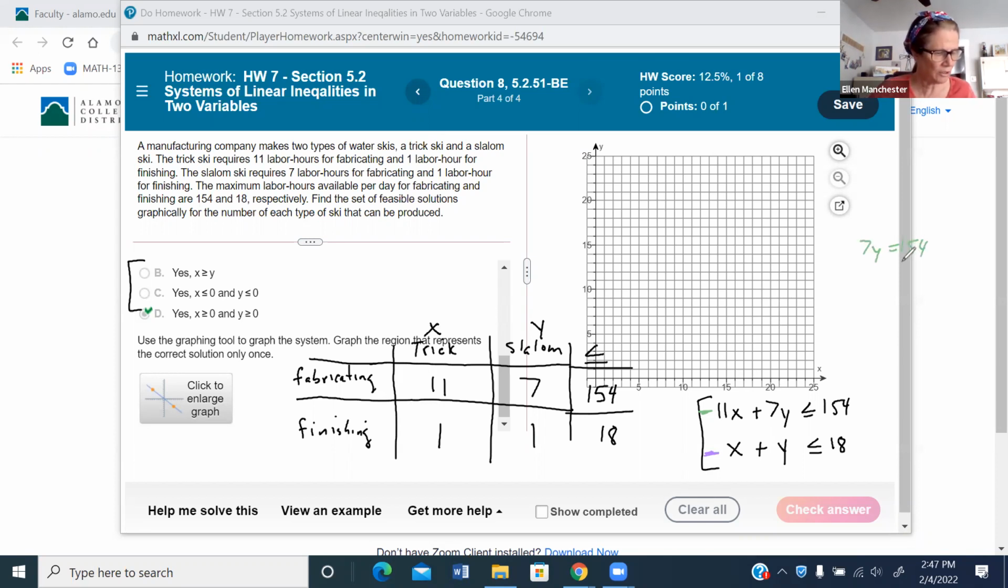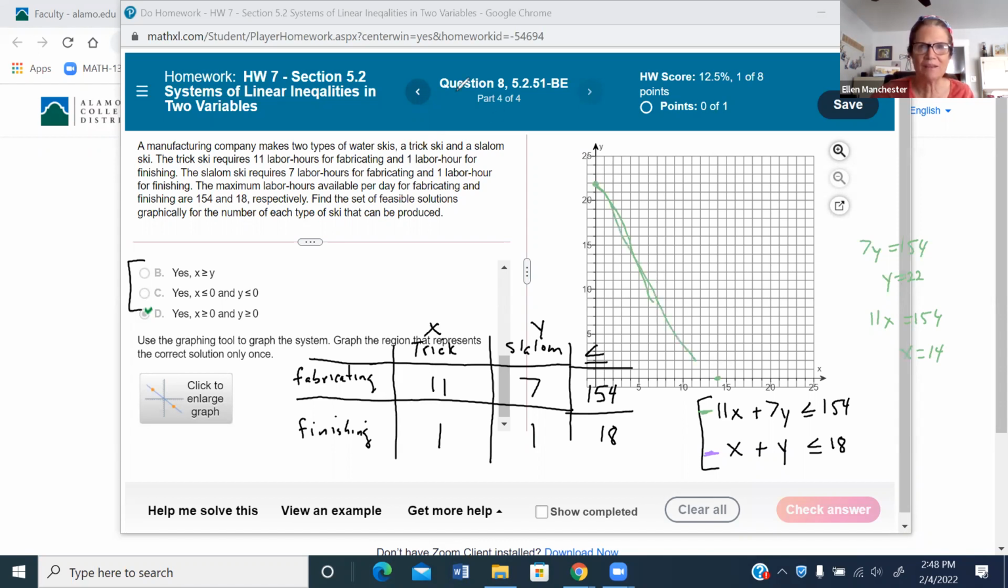So hopefully you're watching and you are doing the exact same steps. So y is 22, and then I'm going to cover up the y and solve for x. So I have 11x equals 154. So 154 divided by 11 is 14. So my y value is 22, and these are all by ones. My x value is 14. So there's my green line, and you're going to pretend like that's straight.